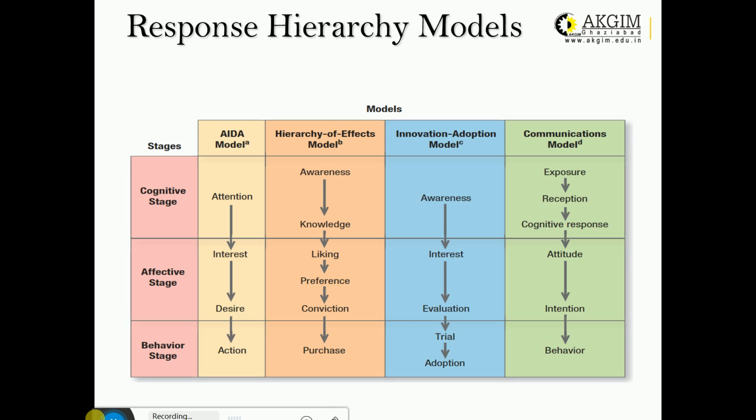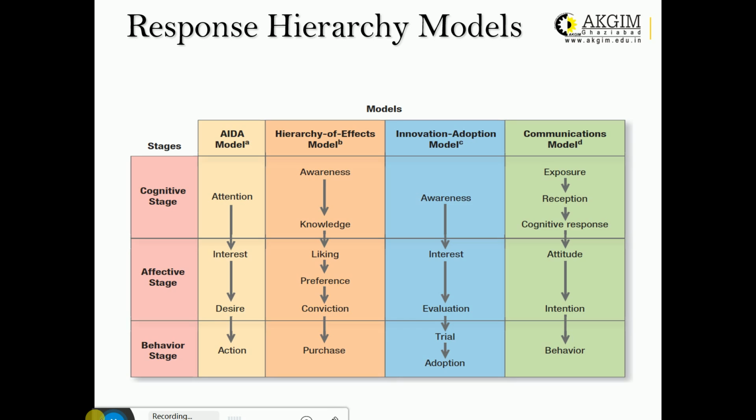Then the third model is the innovation adoption model. This was developed by Rogers in 1995, and he talks about the various stages through which a target customer sails, from the stage of incognizance to purchase. This is especially for products that are newly introduced in the market, which are new to the customers. The stages of the innovation adoption model are awareness, interest, evaluation, trial, and adoption.